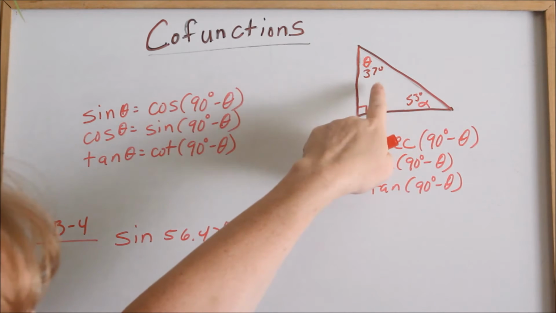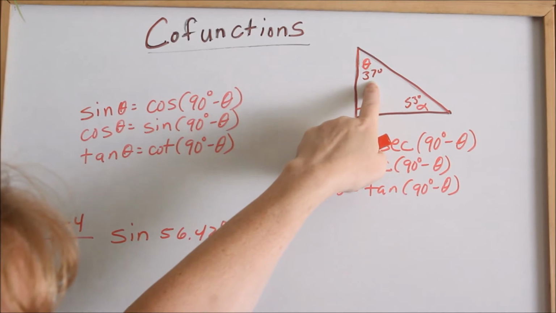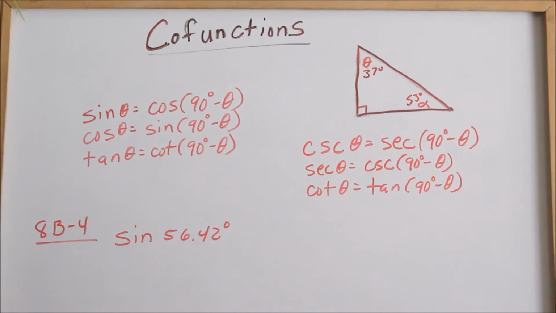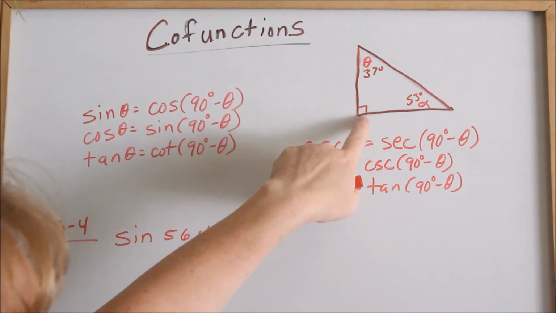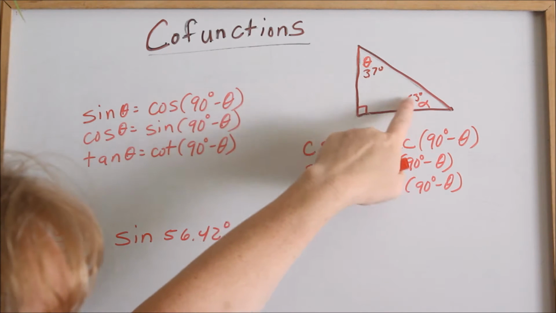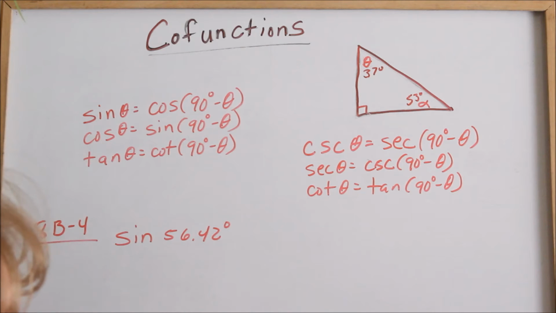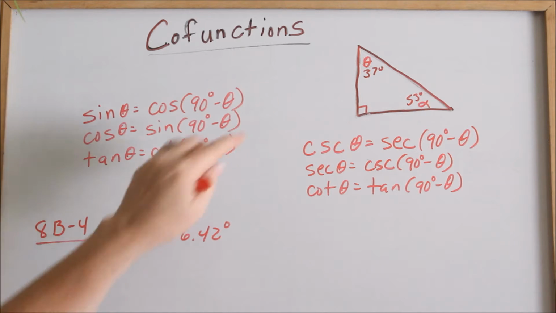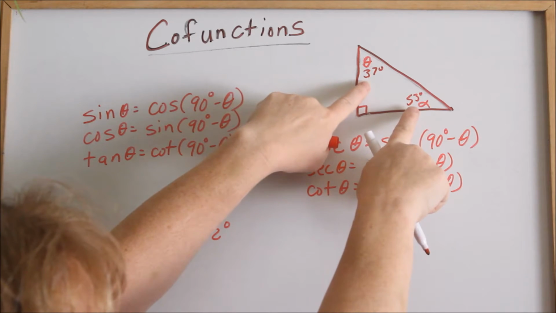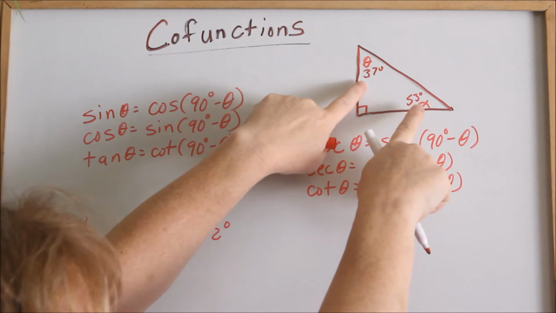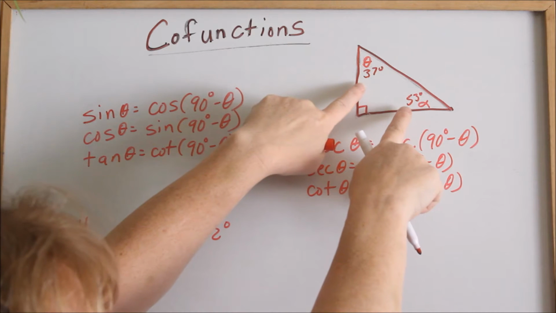How did I get that? 90 minus 37 degrees is 53. Those two angles are complementary. They're complementary because this is 90. So these two have to add up to 90 in order for there to be 180 in the triangle. So these two angles are complementary angles. We also call them, when we're using trig functions, cofunctions.